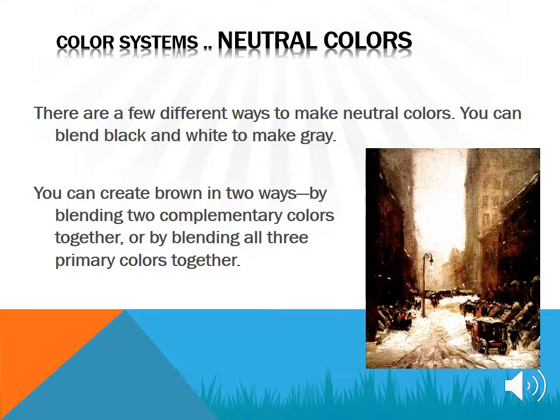There are a few different ways to make neutral colors. You can blend black and white to make a gray. You can create a brown in 2 ways, by blending 2 complementary colors together, or by blending all 3 primary colors together. Here, complementary colors means any colors on the opposite side of the color wheel.